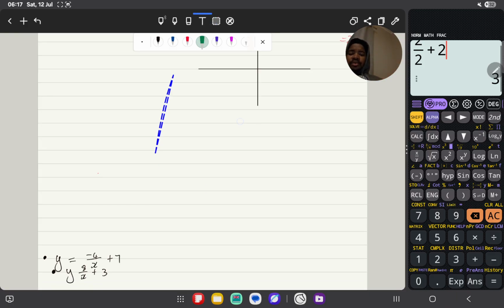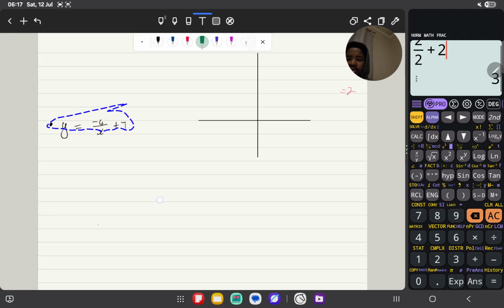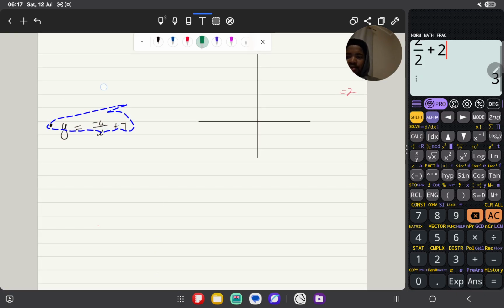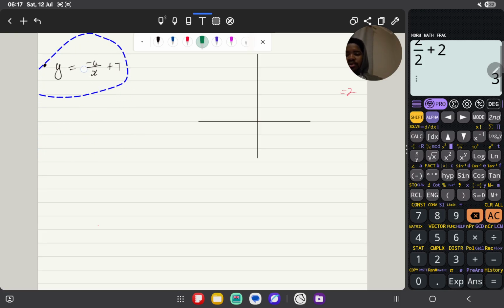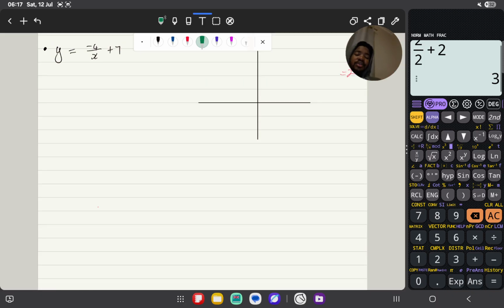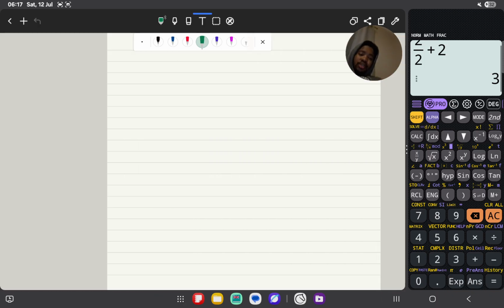Beautiful. So now I'm going to take this guy. Actually, let me not do this one. After this one we'll just jump and do this.